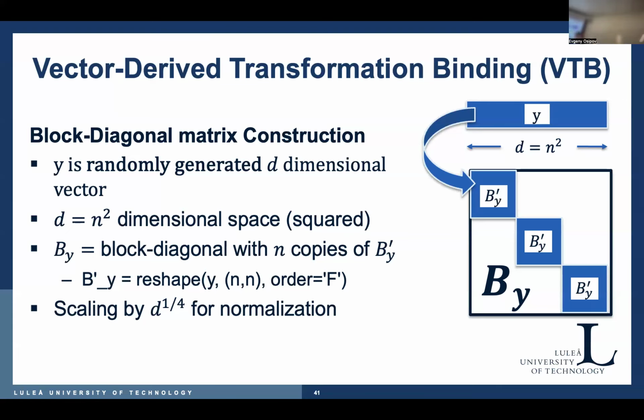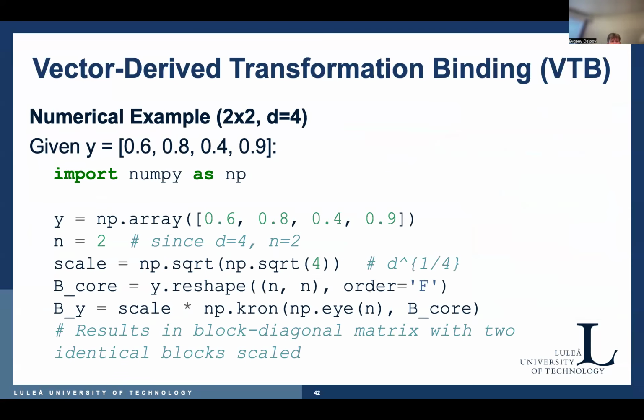Is this kind of clear? You start with a vector of dimensionality d. From this, you make a smaller square matrix, and then you place them on the diagonal. If you have dimensionality 4, it will be 2 matrices, 2 by 2. These matrices are all the same. They just appear in different places of this bigger matrix. And this is a code to generate it.